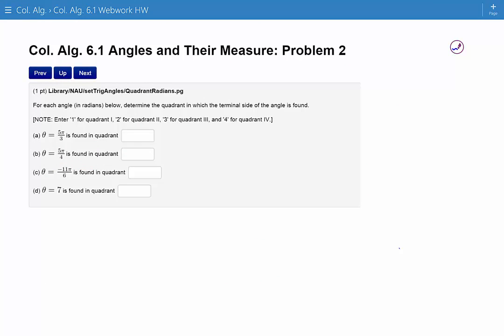Okay, so for the next problem, I'm just going to do one of these, and I'll explain it really clearly and then let you hopefully use that process to find the rest of them. So for the first one, it says that this angle, 5 pi over 3, is found in what quadrant? Well, I'm going to stick with fractions first.